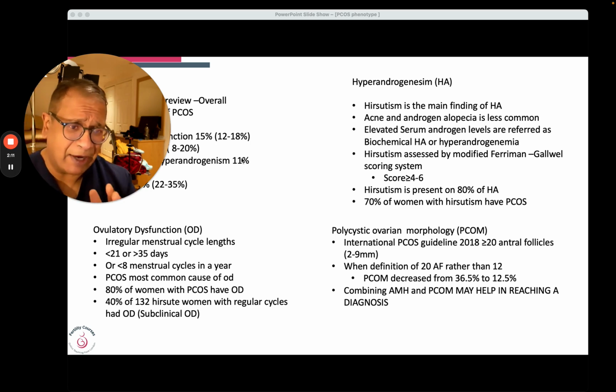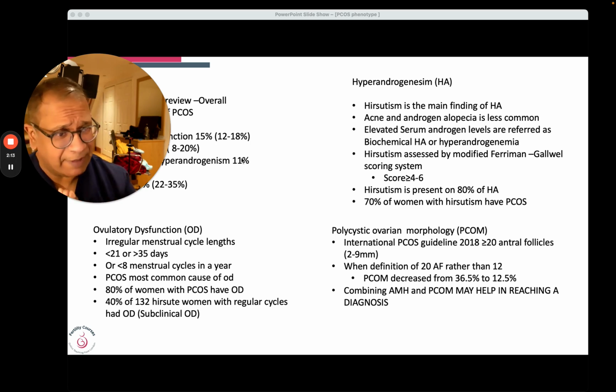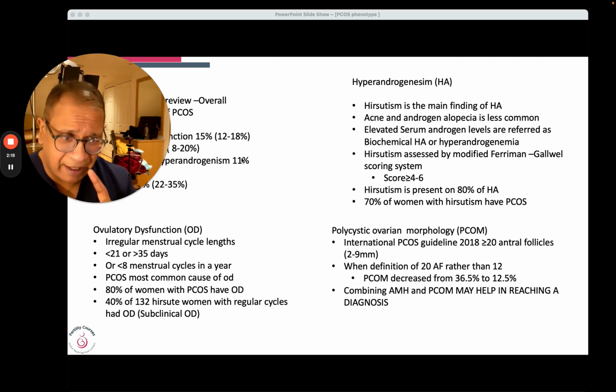If you look at hyperandrogenism, hirsutism is the main finding of hyperandrogenism. Acne and androgenic alopecia are less common. Elevated serum androgen levels are referred to as biochemical hyperandrogenemia. If you look at hirsutism assessed by the modified Ferriman-Gallwey score, of more than 4 to 6, hirsutism is present in 80% of hyperandrogenism, and 70% of women with hirsutism have PCOS.